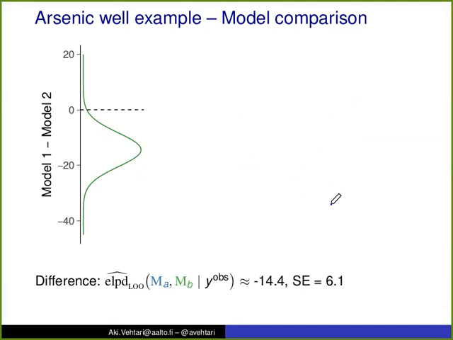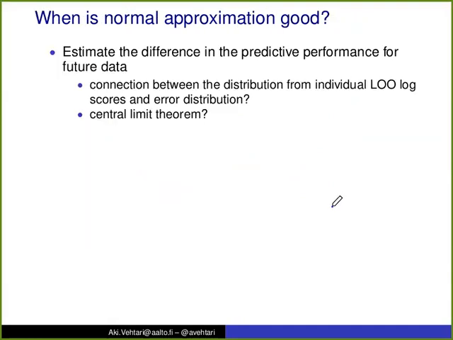But now, in this paper, we look more carefully at when this normal approximation holds. So we are estimating the difference in the predictive performance for future data. And we use the standard deviation of these pointwise ELPDs to estimate also the uncertainty in this ELPD hat, the sum of these differences. And so what is the connection between the distribution of these individual pointwise log predictive densities and the error distribution for this ELPD hat compared to ELPD? And does this central limit theorem hold? Or when does it hold?